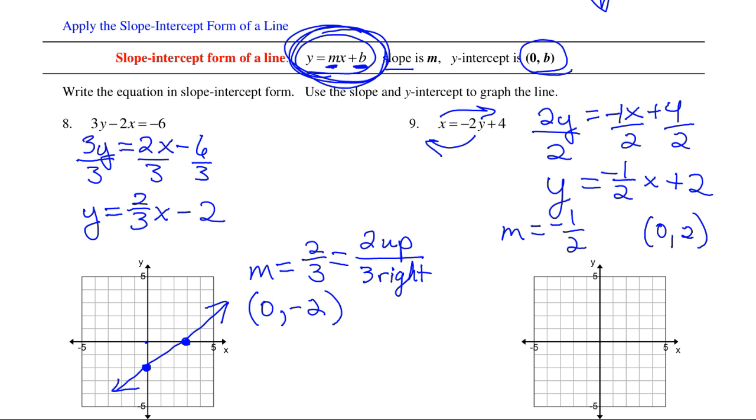Then I can use those to graph. So I have 0, 2 for my point. From there, I'm going to go down 1, right 2. The negative is with the 1, so I'm going to think of it as going down 1 and then right 2. So that puts me right here. And connect the points, make the line. Okay.